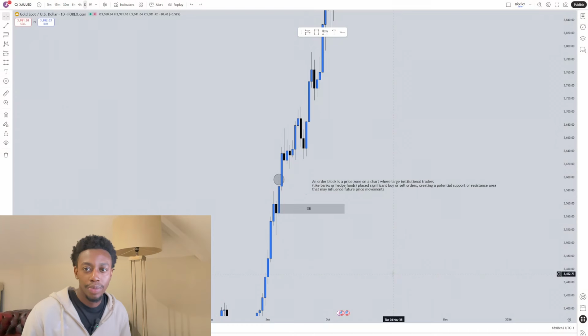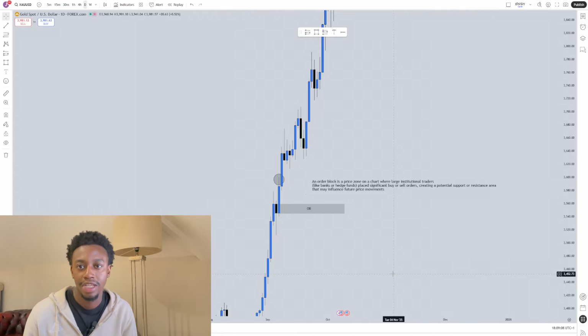So I know most people watching this probably already know what order blocks are, but for those who don't, an order block is a price zone on a chart where large institutional traders, so these can be banks or hedge funds, place significant buy and sell orders. So basically it creates a potential support and resistance area, and that can actually influence future price movement. So I'm going to show you exactly what I mean here.